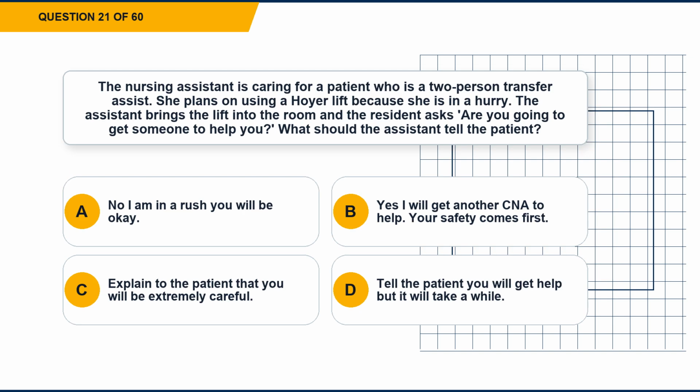Question 21. The nursing assistant is caring for a patient who is a two-person transfer assist. She plans on using a Hoyer lift because she is in a hurry.